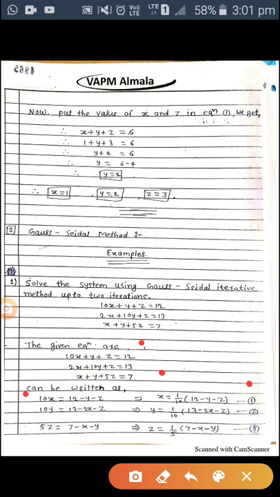In this manner, the second equation can be written in the form of y, that is y = 1/10 (13 - 2x - z). Similarly, we can write the third equation in the form of z, that is z = 1/5 (7 - x - y), and give numbers to these 3 equations as 1, 2, 3.